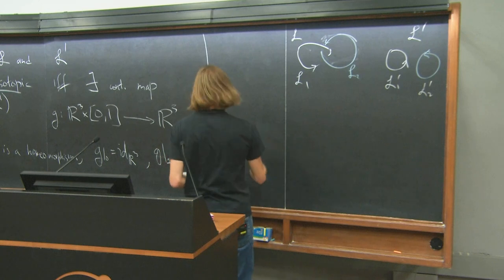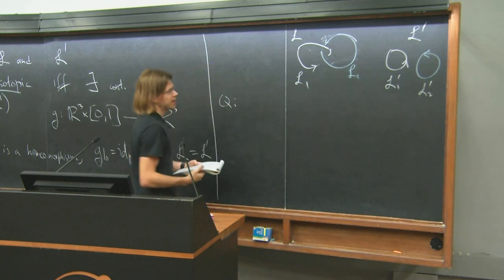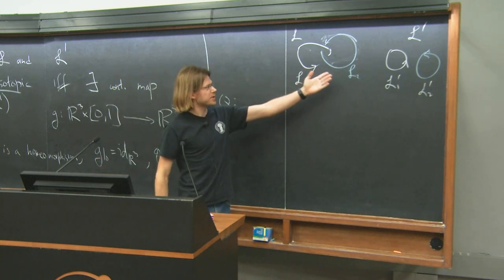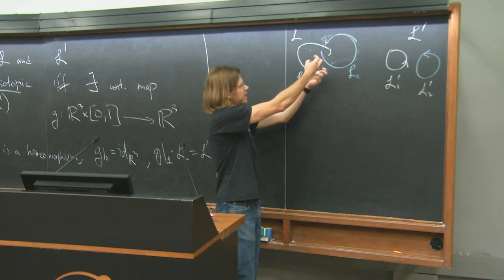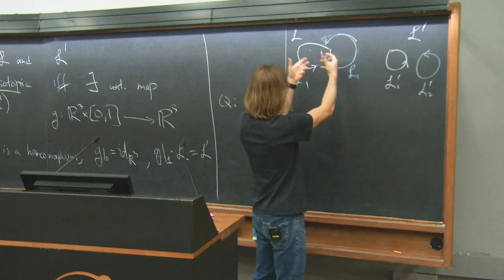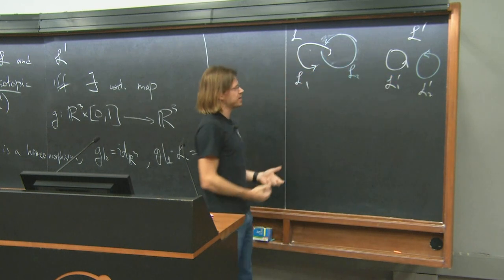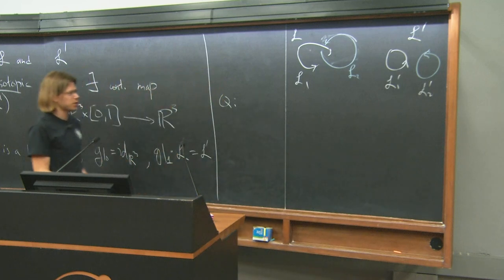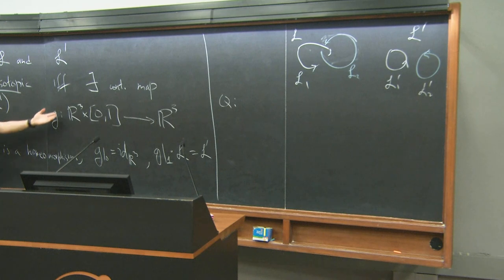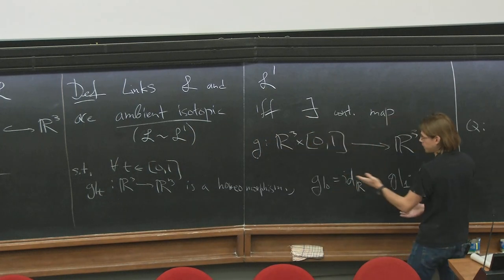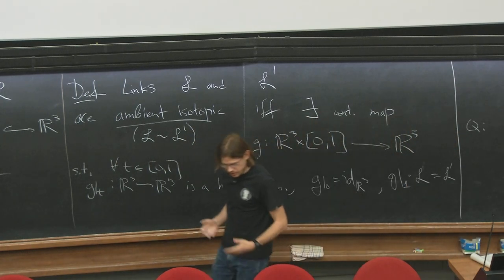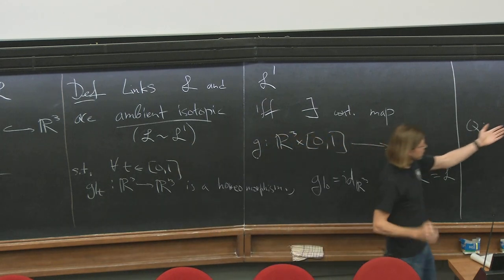One can ask the question: you would say it's kind of obvious that those links are not equivalent, they're not ambient isotopic, since this one is connected. You cannot shuffle this around and separate them. But how would they actually prove this? It's actually not obvious, because if you just want to use the definition, you have to show that there doesn't exist any map, and there are a lot of maps like this, that would bring this configuration to this one.